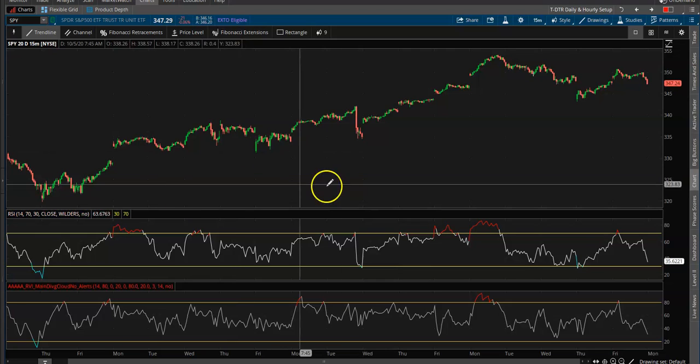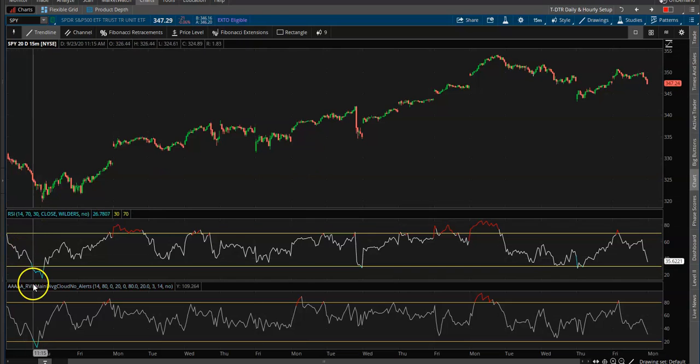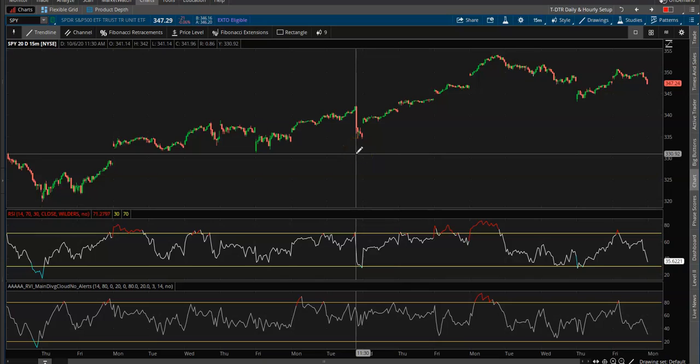So today's video is which is better to trade the stock market, the RSI or the RVI. If you guys don't know what the RSI or RVI is, I'll explain it. RSI is Relative Strength Index, and the RVI is Relative Volatility Index. Think of them both as momentum indicators, right?